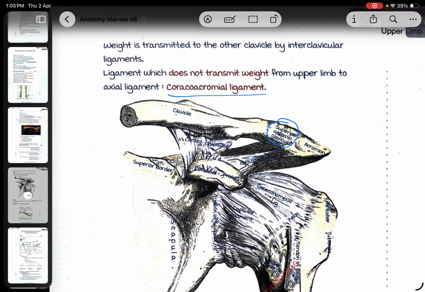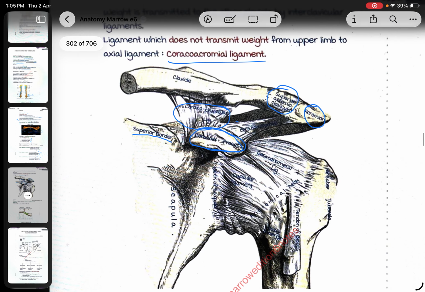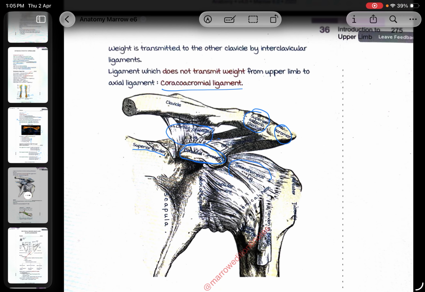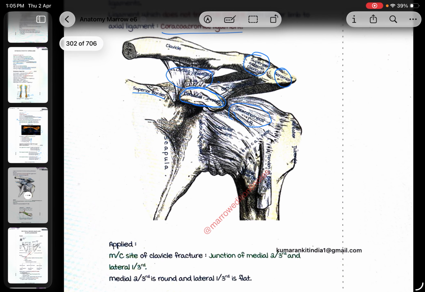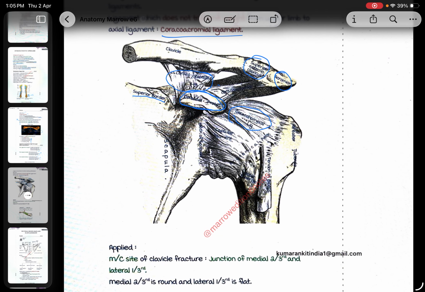Superior acromioclavicular, acromion. See, a clavicle. The coracoclavicular ligament is seen here. It's the superior border. The coracoid process lies here. Coracohumeral. Okay, so this is your humerus. This is the head of the humerus. Here you have the coracoid process, like somewhere over here. I think this is your coracoid process.